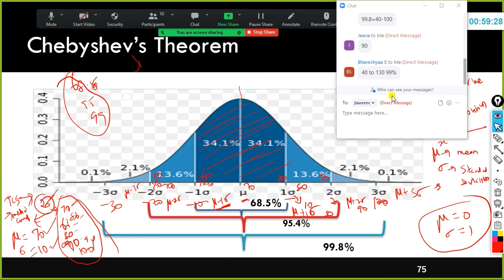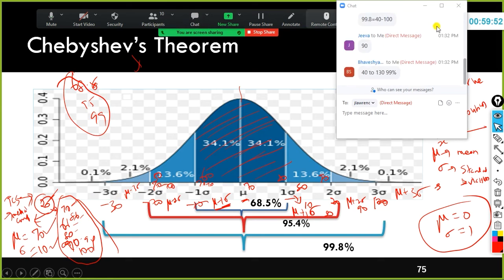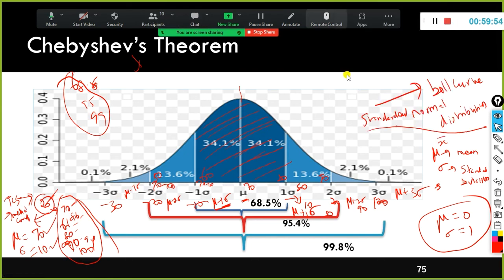Okay, 42, 130, 42, 139. Excellent, right? Bhavishya. Bhavishya says 42. Vidya says 42, 130. 99% of the employees' heart rate ranges between 40 to 130. So how about the others? Sumati and Ashish and others. You're not able to understand, something wrong.